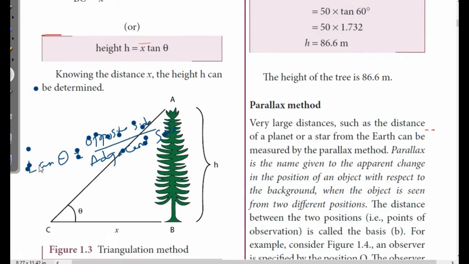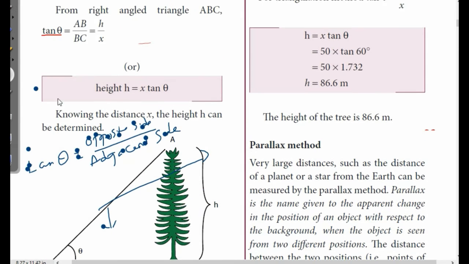What is the opposite side here? The opposite side of this angle is AB. What is the adjacent side? BC. So the opposite side of this angle is this portion, and this is the adjacent side. So tan theta is equal to opposite side H divided by adjacent side X. So the height H is equal to X tan theta.